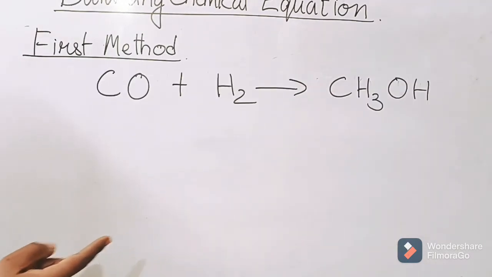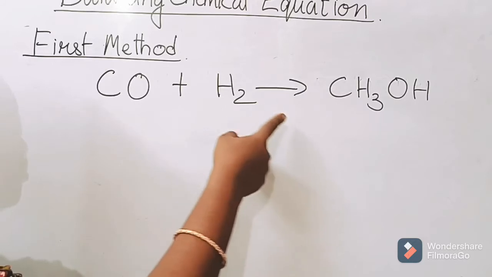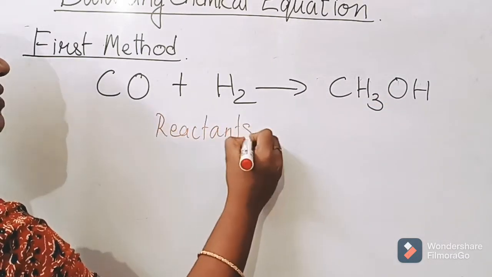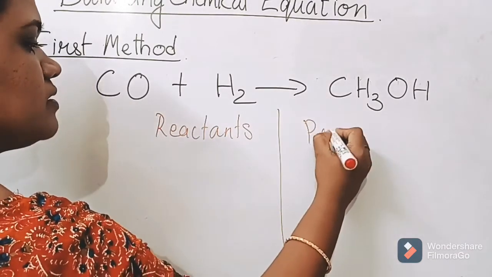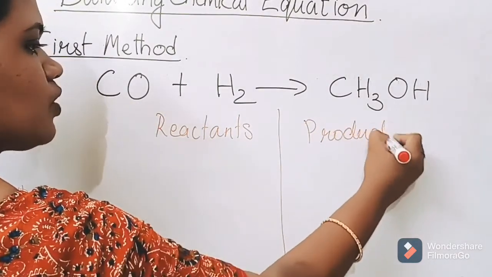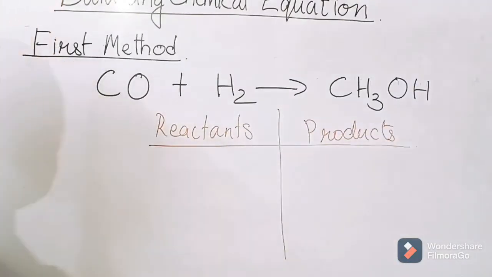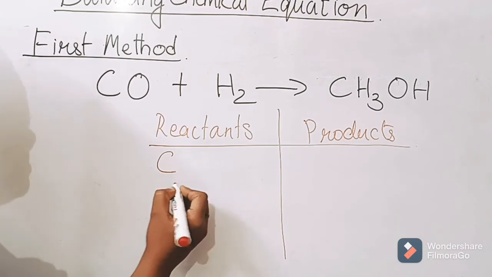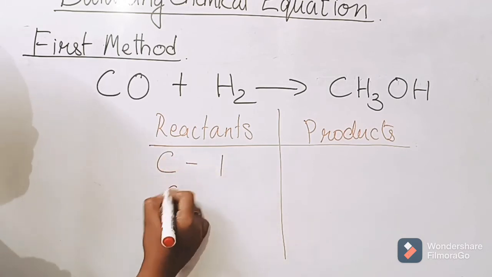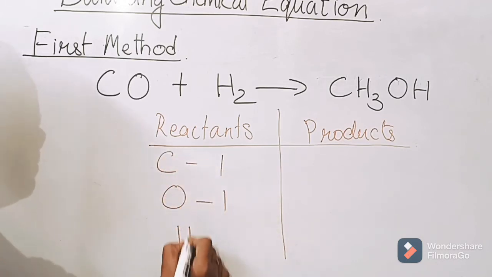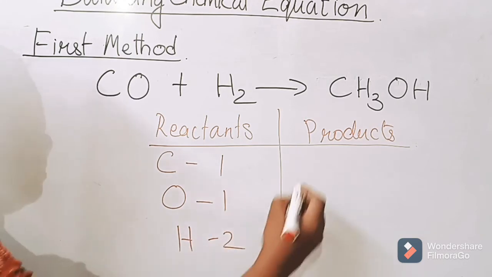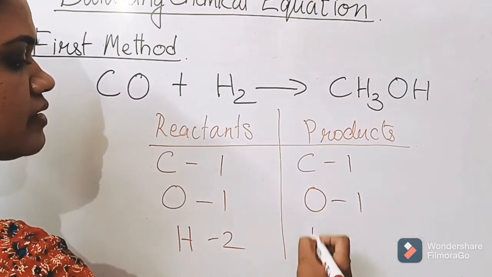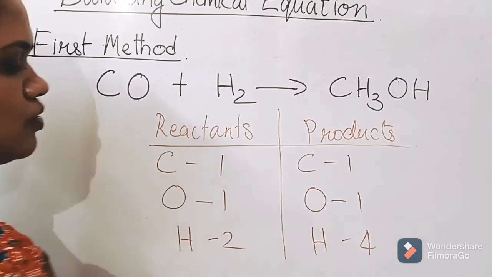Next example is CO plus H2 gives CH3OH. Now let's make again the same table, reactants and products. Now let's write the atoms and number of atoms. Carbon 1, oxygen 1, hydrogen 2. Here carbon 1, oxygen 1, hydrogen 4.